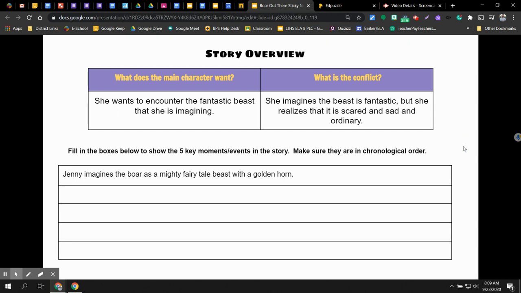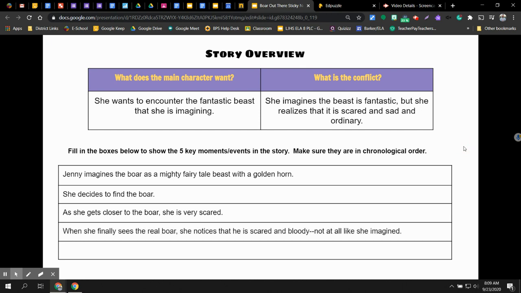Jenny imagines the boar as a mighty fairy tale beast with a golden horn. Jenny then decides to go out and find the boar. As she gets closer to the boar, she starts to become very scared because reality is setting in. When she finally sees the boar, she notices that it's scared and bloody and it's nothing like she'd imagined. And lastly, she goes home disappointed and continues to feel sad for the state that the boar lives in.